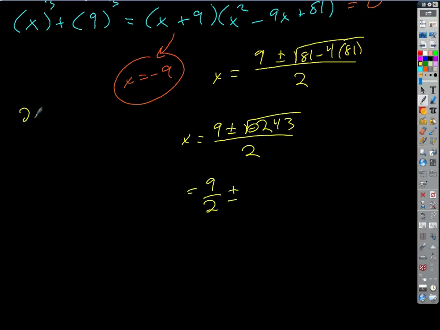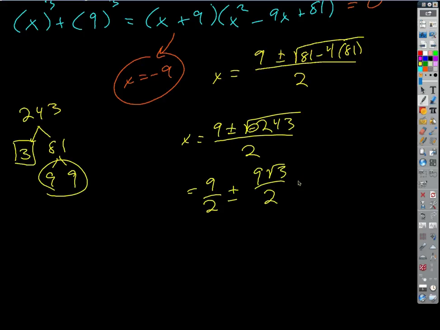243. Let's make a factor tree. What's one number for sure that goes into 243? Other than 1. 3 does, because 2 plus 4 plus 3 is 9, which is divisible by 3. So 3 times 81. And what does 81 break up into? 9 times 9. Radical 3. So we get couples, a couple and a single. Couples go out, so we get 9 radical 3. Good. So we get 9/2 plus or minus 9 radical 3 over 2 times i. Those are my two other answers.